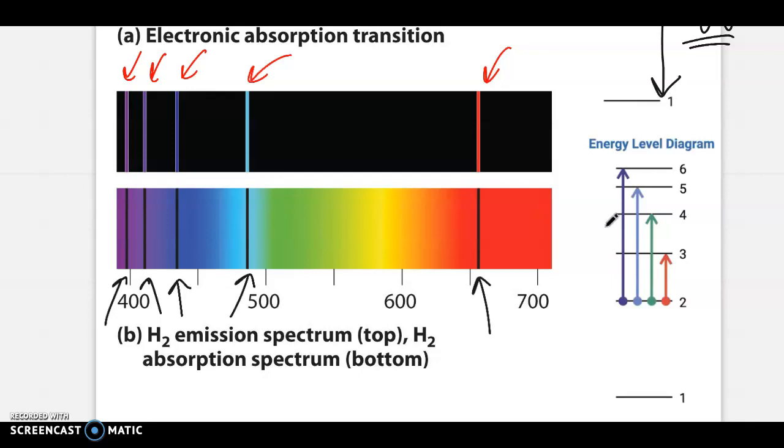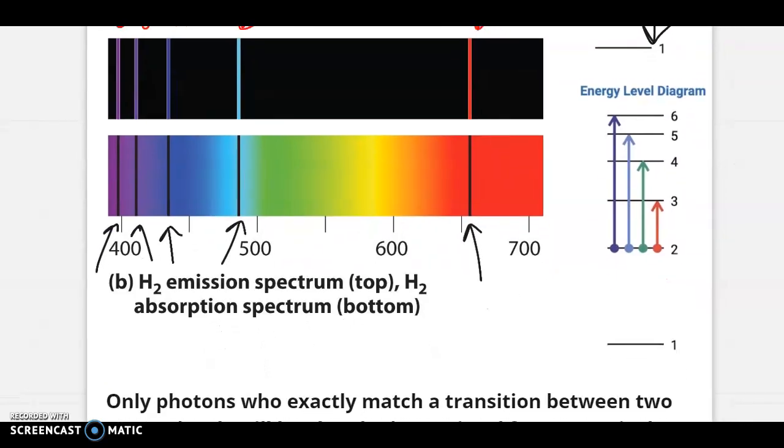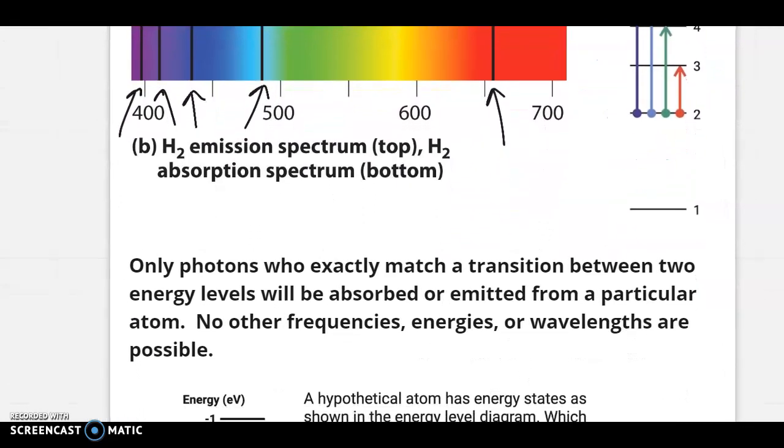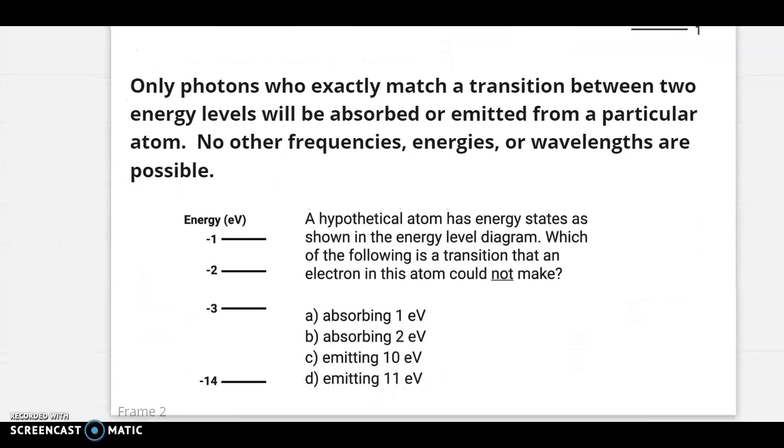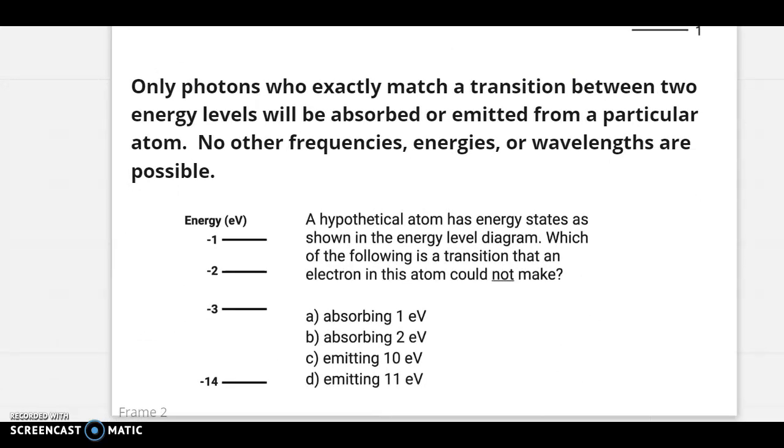Now every atom's going to have a little bit different group of lines, because every atom has slightly different energy levels. And so that almost becomes the signature where you can say, oh, there are the lines, either present or missing, and you'll say, okay, then this must be boron, or this must be hydrogen, or something like this. Okay. Now, a quick little example here. Only photons that exactly match a transition between two energy levels will be absorbed or emitted. No other frequencies will be.